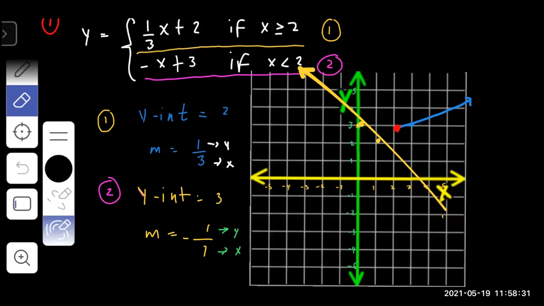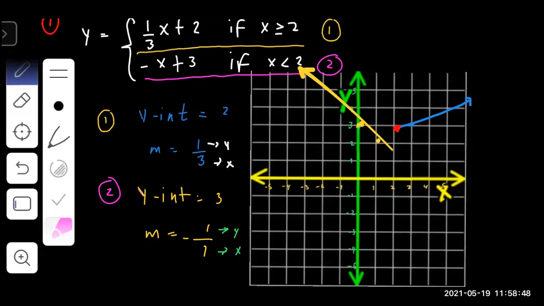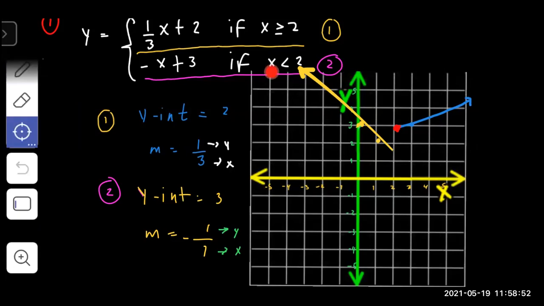This part is not valid, because this is greater than 2. I'm going to stop at 2, guys. You tell me, should I stop at 3? No, I need to stop at 2, like here. Because the condition tells you graph this if x is less than 2, no more than 2.